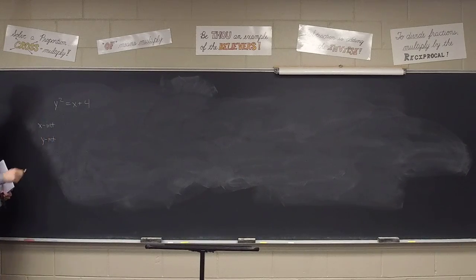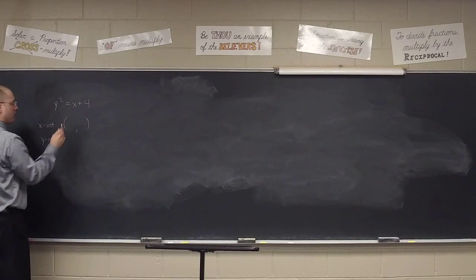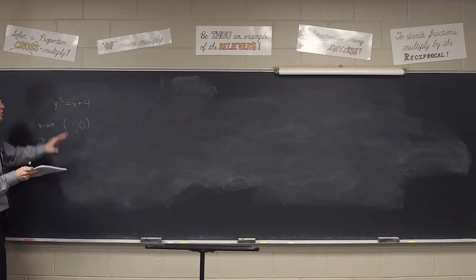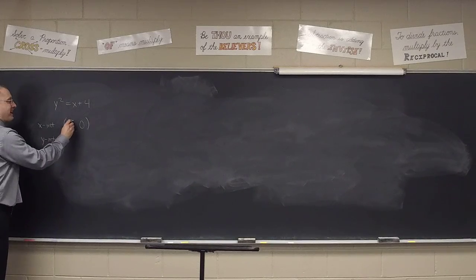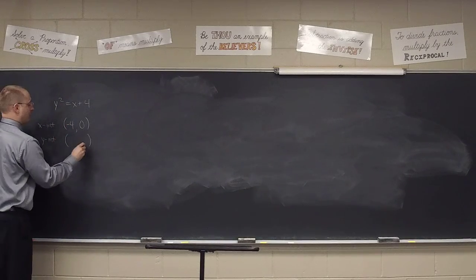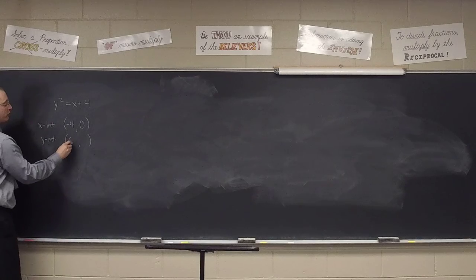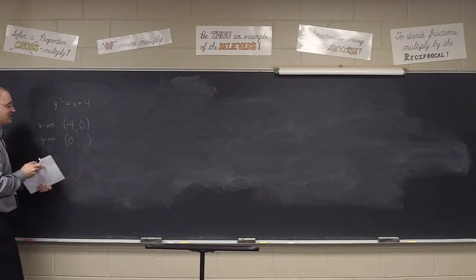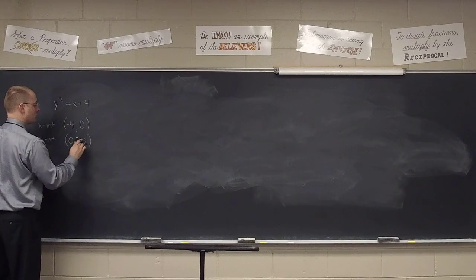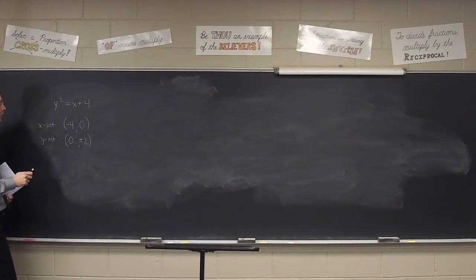Again, the key to intercepts, class? Plug in 0. So for the x-intercept, we plug a 0 in for the y. And when I do, I get -4 for my x-intercept. For the y-intercept, plug in 0 for the x. And when I do, I get y is equal to positive or negative 2. So we've got 3 intercepts to go off of here.